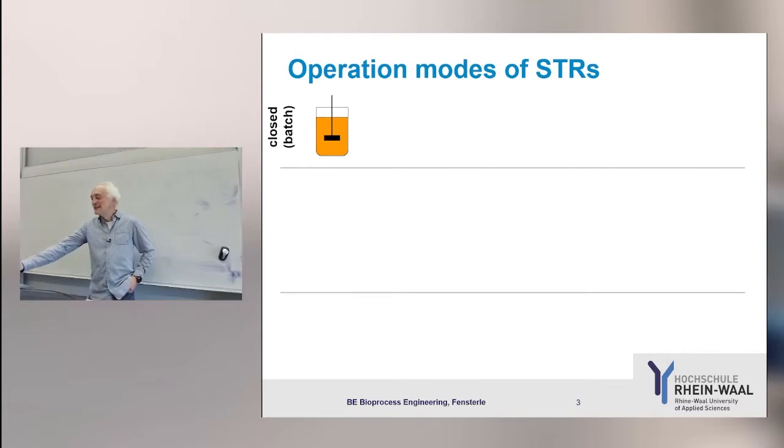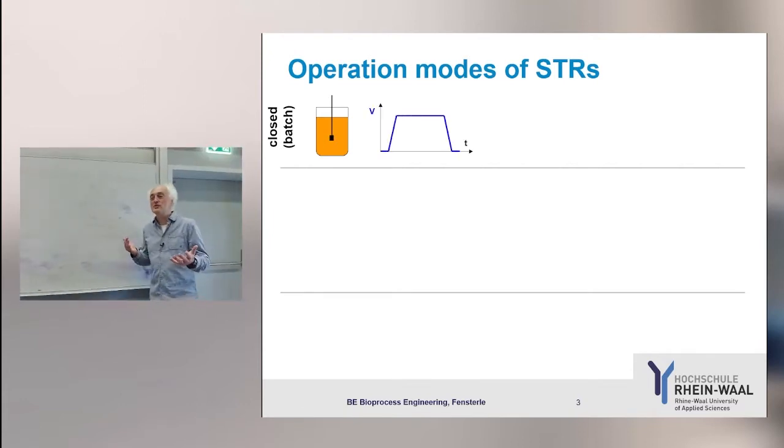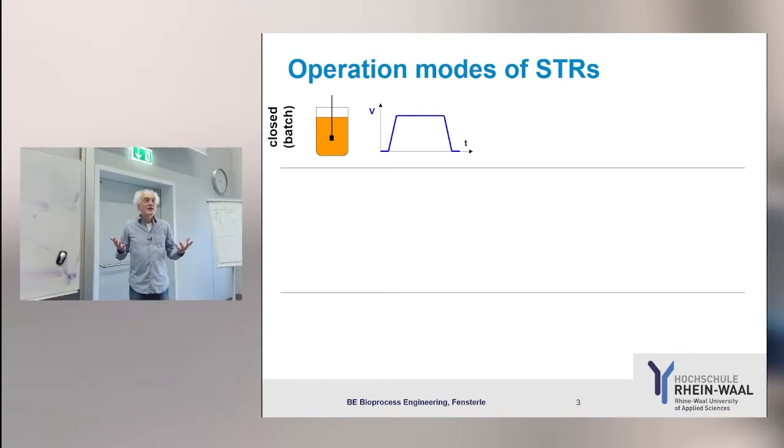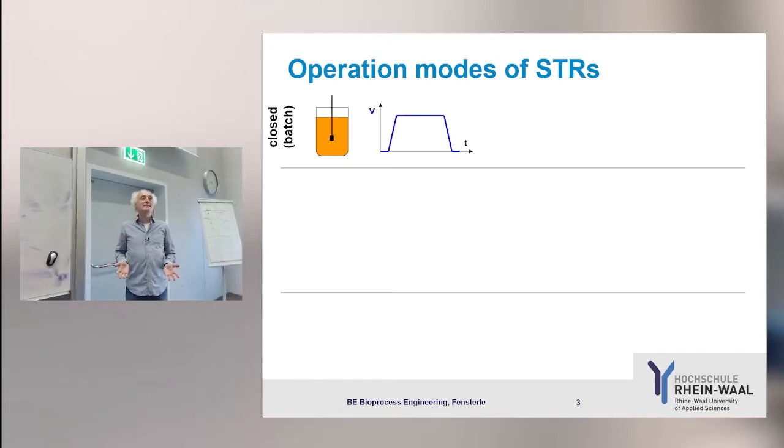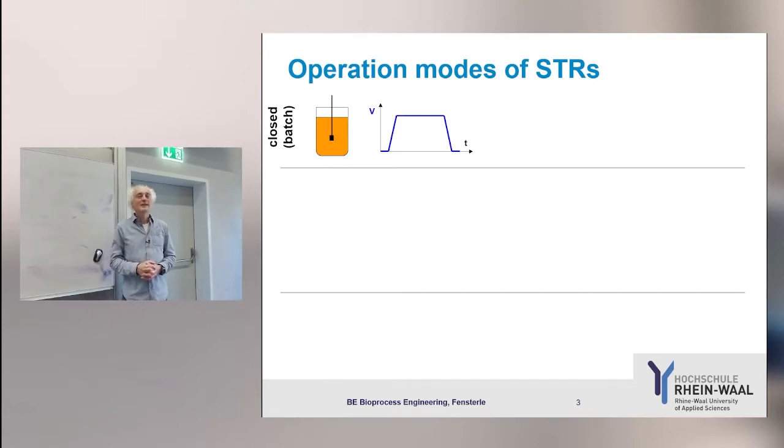Okay, so the feature of the closed mode is that you obviously fill it, close everything, run it, and that's it. Now my question to you, is that correct? Is a closed mode completely closed, or is there anything going in?